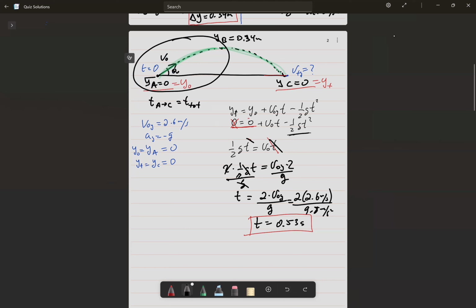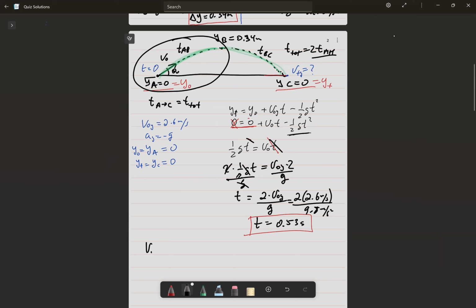And then we can say that the time to go from A to B is the same as the time from B to C, which means the total time is just 2 times the time to the maximum height, which is from A to B. We can then just double that and get the same answer. Because going from A to B is rather a simple way for us to solve for the time.